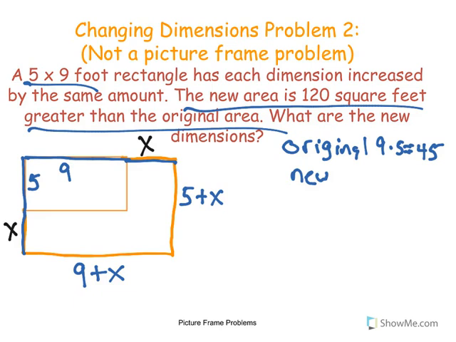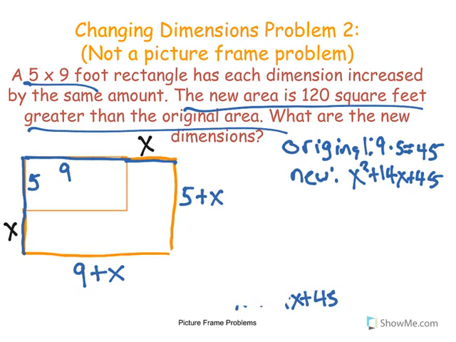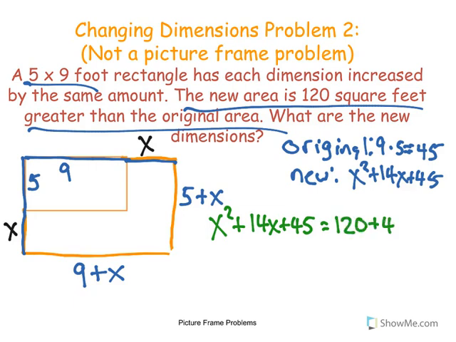Now let's think about the new figure. Well, my new figure is going to be, I'll put it down here, 9 plus x times 5 plus x, which is the same as x plus 5 times x plus 9, which if we do the FOIL, we should get x squared plus 14x plus 45, which is what I'll bring up here. So now it says the new area is 120 greater than the original. All right, that should be really easy then. My new x squared plus 14x plus 45 is 120 greater than the original. Well, the original is 45, so 120 greater than that would be this.